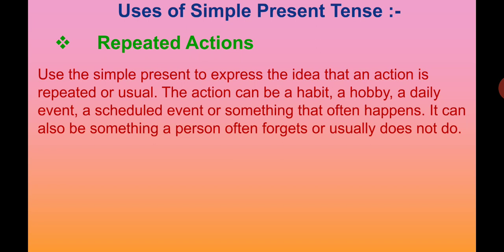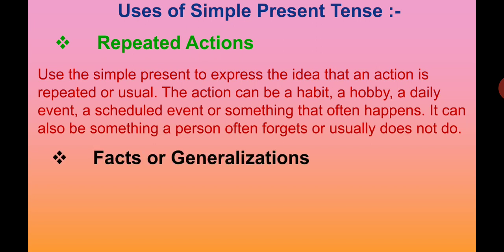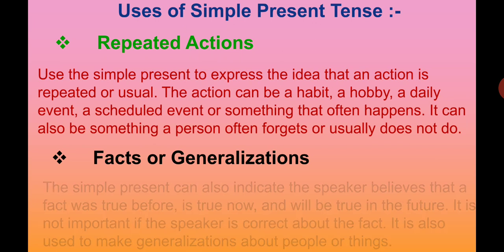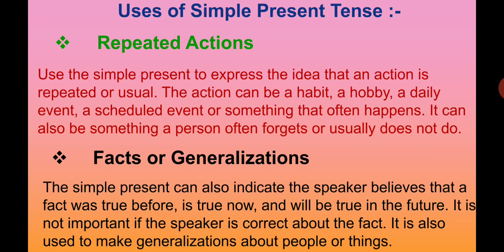If the sentence is this type of sentence, then we will identify that it is the simple present tense. Next is facts or generalizations. It means some truth that cannot be changed.